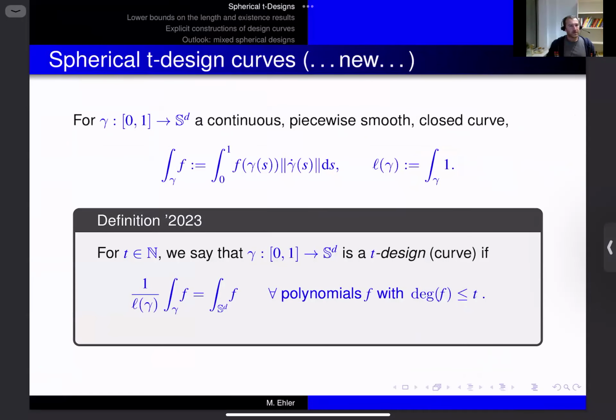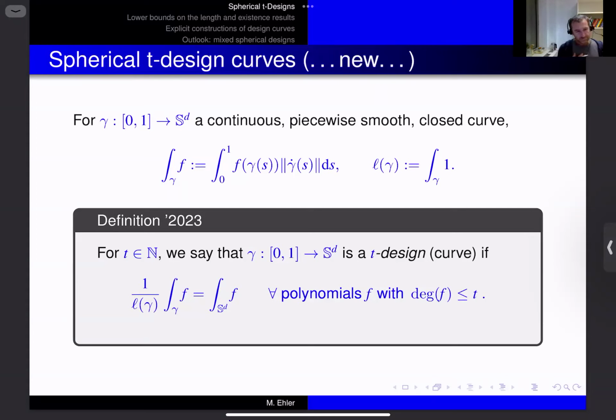Now, the analogous concept in terms of curves is or could be the following. Assume you have a continuous, let's say piecewise smooth function from the unit interval onto the sphere. And now the path integral of this function is essentially the integration from 0 to 1 of f evaluated on the curve times the speed of the curve. And the length of the curve is then simply the path integral of the constant function 1.